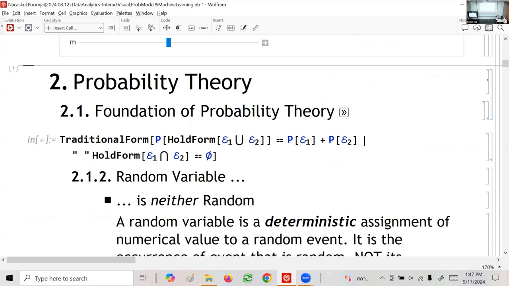Now, let's go to the topic of today. From today we're going to cover the other two, which is probability theory and inferential statistics.